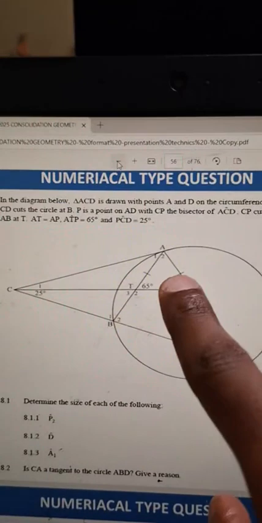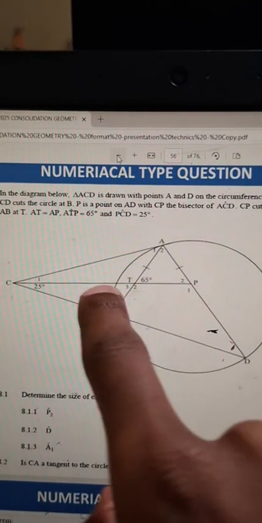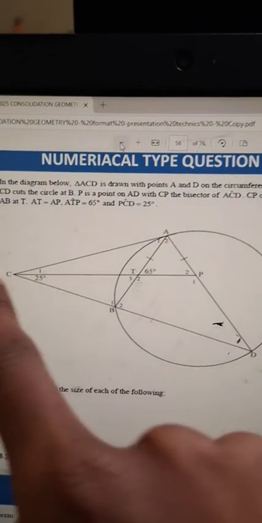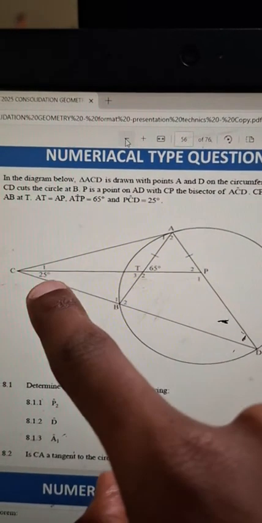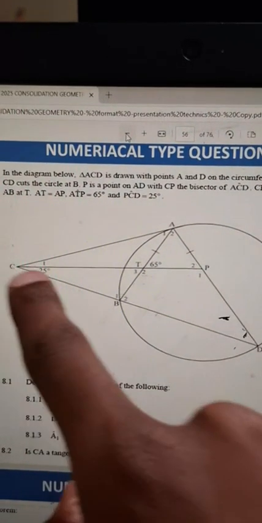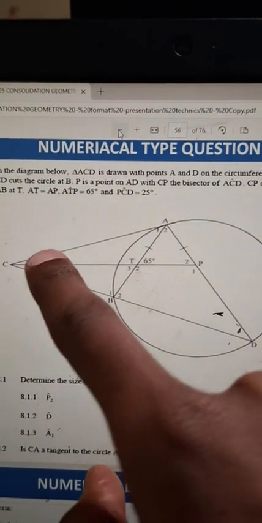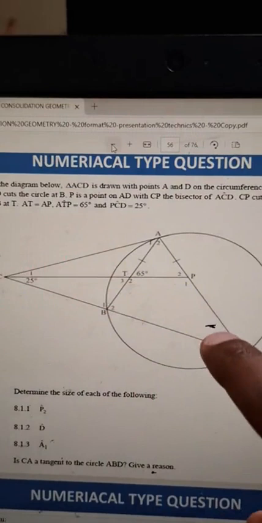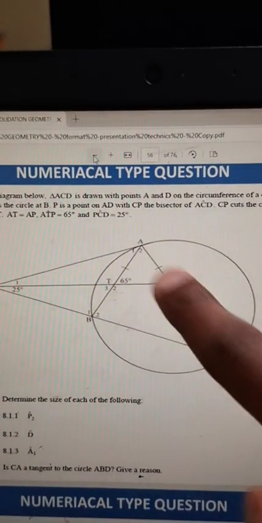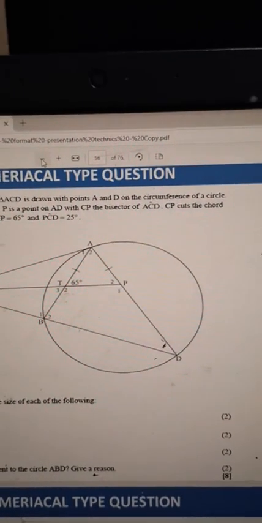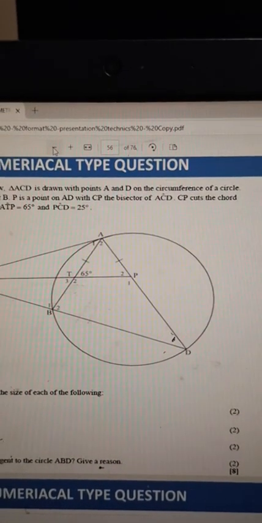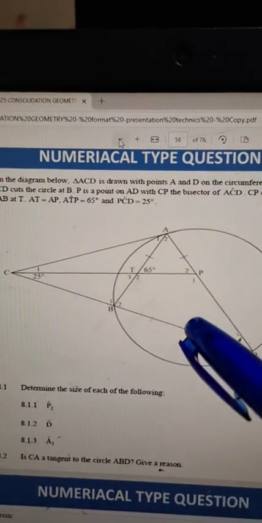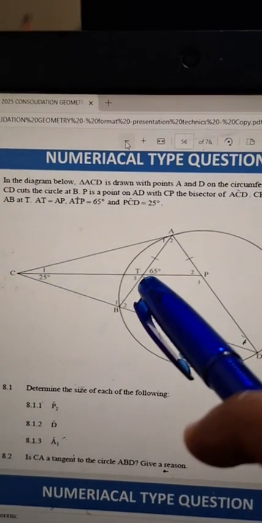So you either have an angle bisector or a side bisector. In this case, CP, this line segment CP, what does it do? It bisects the entire angle ACD. So you can see that it's divided into C1 and C2, which is 25 degrees. Those two angles should imply something to you. And then we are told CP cuts the chord. AD is a chord. Hopefully we know what a chord is. Very important. CP cuts the chord AD at T, which is there.